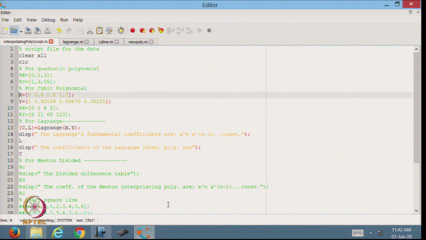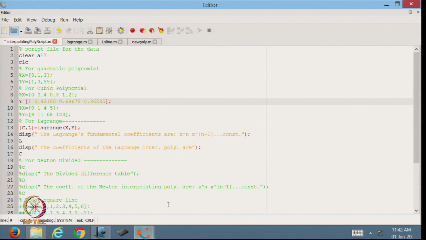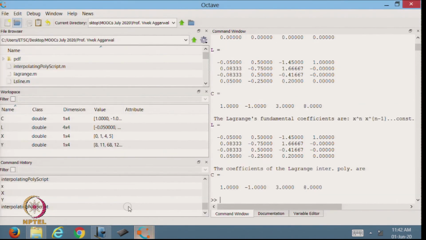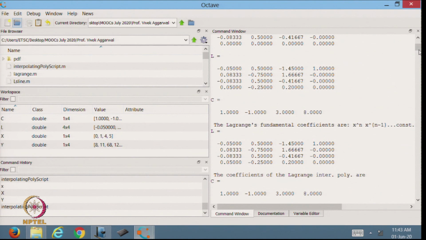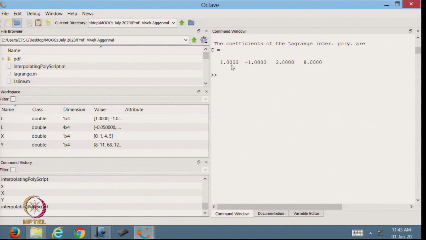The same way I can define it with another data. This is the corresponding simple data I have chosen. In this case this is the coefficient of the fundamental Lagrangian polynomial, which is a cubic here, and in the end we will get this value. So, it means that this is x cube minus x square plus 3x plus 8. So, that is the polynomial.